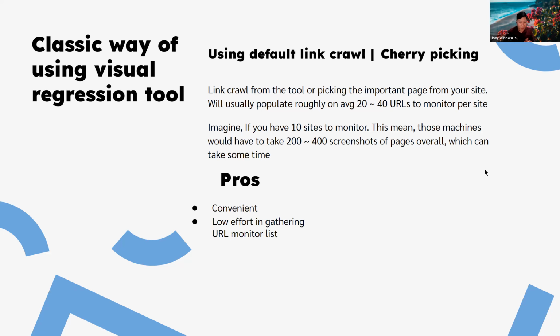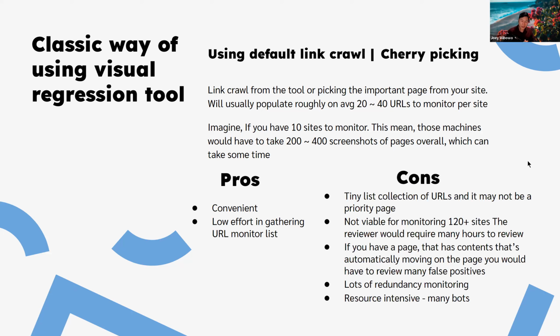And I think there are pros and cons to this. The pro is that it is definitely convenient. It is low effort in gathering the URL list. However, the con is that sometimes you only have a tiny list collection of URLs, and it might not be a priority page. I say tiny list because it really depends on your budget and the storage that you can use for the monitoring tool. So that's the first one.